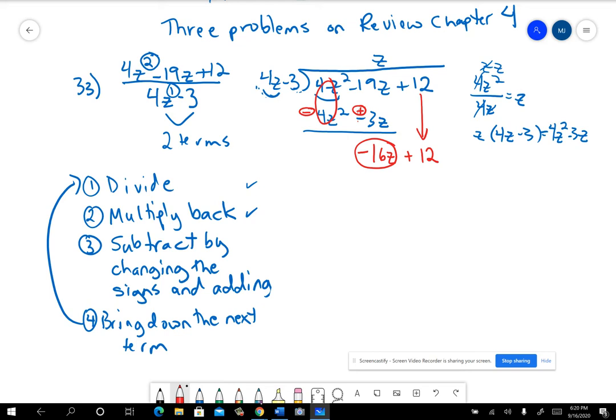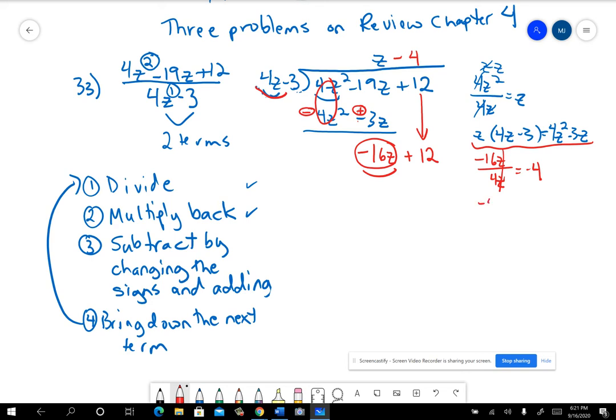So now I've got to divide 4z into the negative 16z. So I'm ready to do the scratch work for that. So I'm going to take the negative 16z divided by the 4z. See how the z's cancel? I wind up with just -4. Well, that's going to go right here.